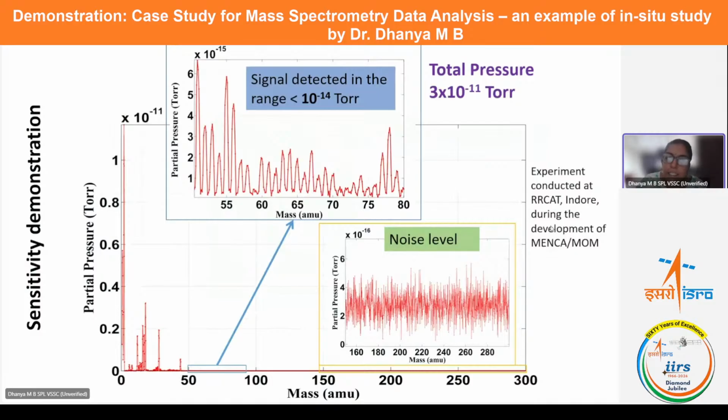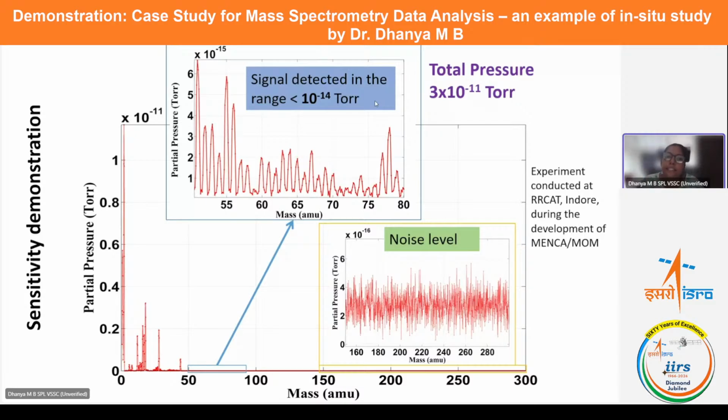Another experiment is where we demonstrate the sensitivity, because using the mass spectrometer we can measure up to 10 to the minus 14 torr. Torr is the unit we use to denote pressure. 760 torr is actually 1 atmospheric pressure, or we say 1 bar. So we say that we can go even up to 10 to the minus 14 torr, which is almost equal to 100 particles per centimeter cube.